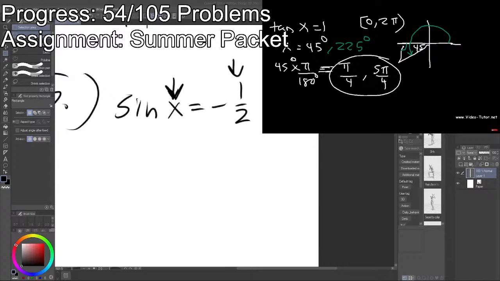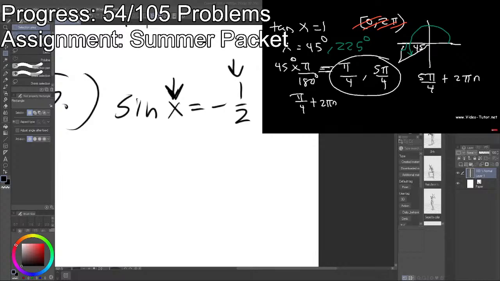Now sometimes you may have to find an equation that describes all of the solutions. Typically, in a problem like that, you won't see this restriction. Now what you could do is say you can add 2 pi n to each of your answers. If you do that, you can't get it wrong. That's one way you can write it.